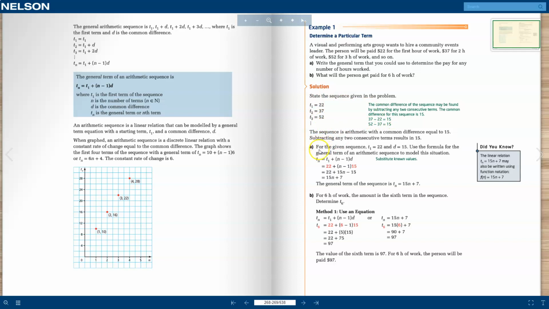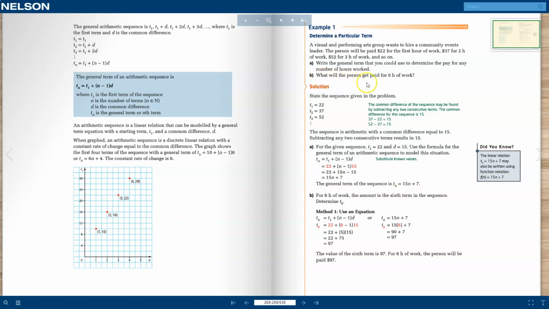So the solution to A, for the given sequence: T1 is 22, so we already have the variable T1. We have D, and you can leave N and Tn as they are because we just want it in the general formula. So you just plug it in. Tn equals T1 plus (n minus 1) D, the formula. Plug in the values 22 and 15, and then simplify. 15 times n gives you 15n. 15 times negative 1 gives negative 15. Negative 15 plus 22 gives you 7. So Tn equals 15n plus 7. They wrote it down here, and that's all you need to do for that section.